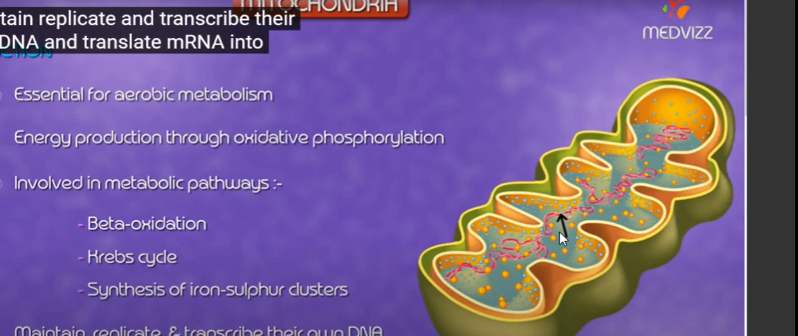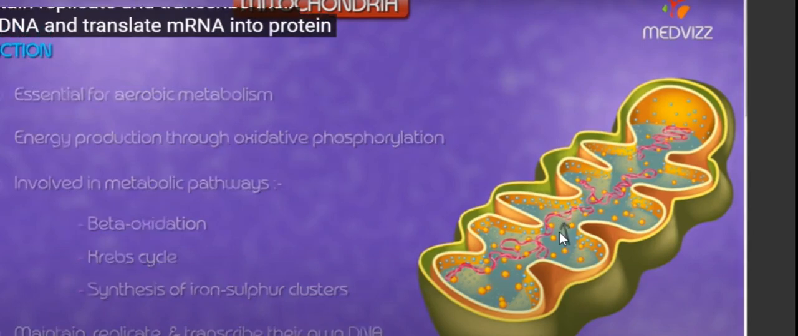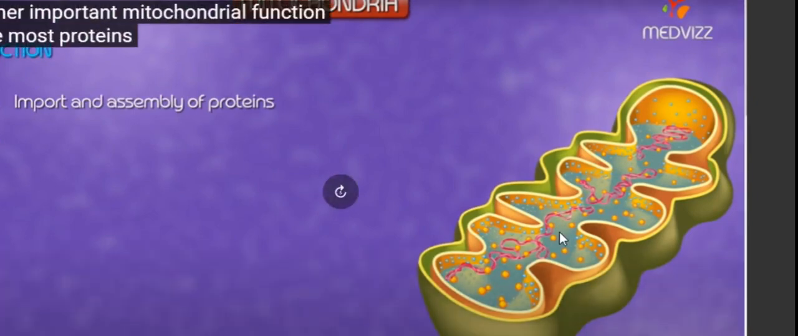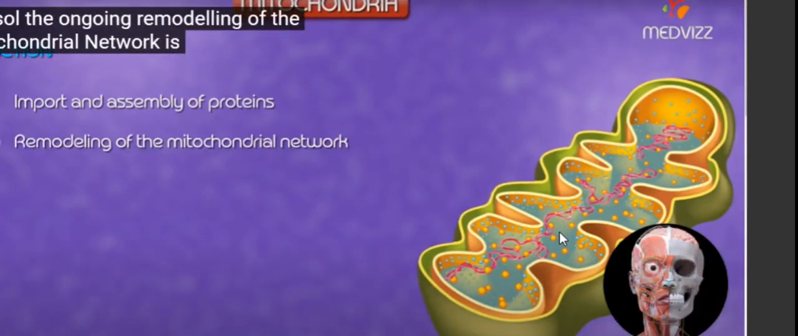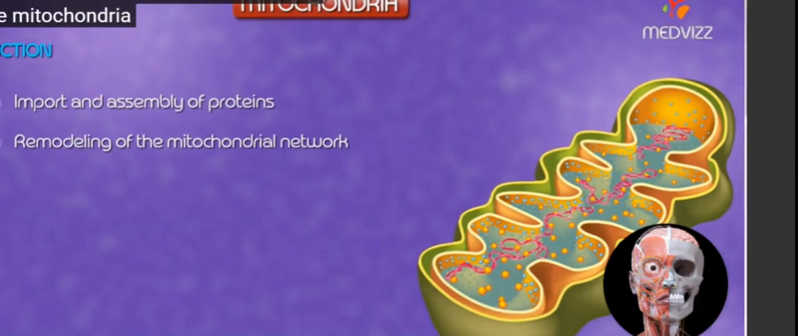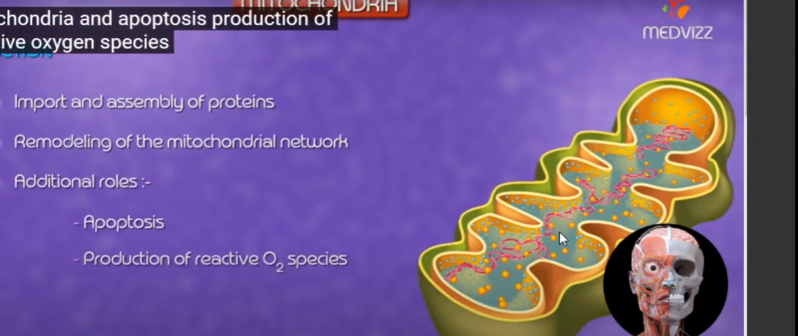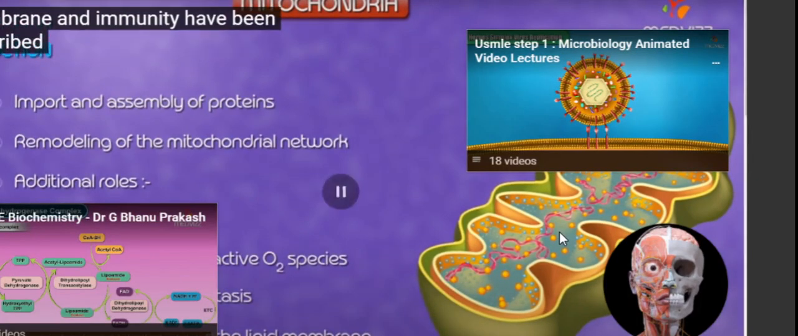So it is known as the semi-autonomous organelle. RNA into protein. The import and assembly of proteins that work in the mitochondria. Production of reactive oxygen species and immunity have been described.